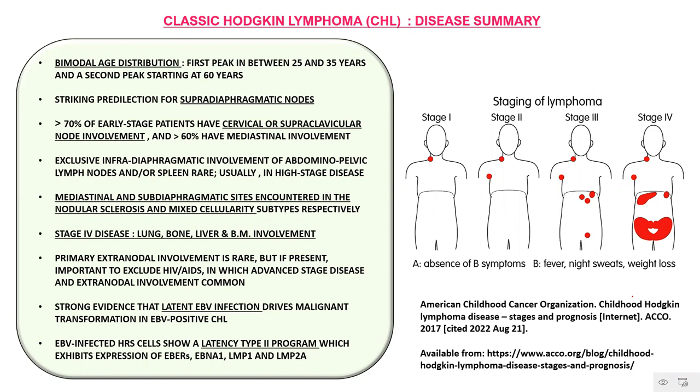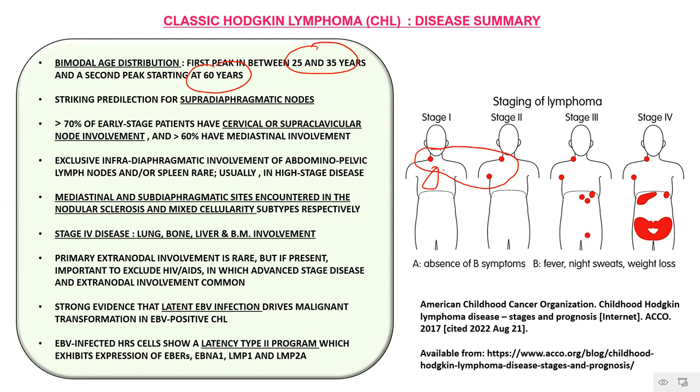Classic Hodgkin lymphoma, as we know, segregates into two age groups, right? One is in the young age group between 25 to 35 years old, and the second peak starts in the elderly at around 60 years. Most of these cases will have lymph node involvement confined to the supradiaphragmatic aspect, so you can have them in the cervical or supraclavicular region. Mediastinum is another important site. The mediastinal variant of Hodgkin lymphoma would most likely be the nodular sclerosis subtype.